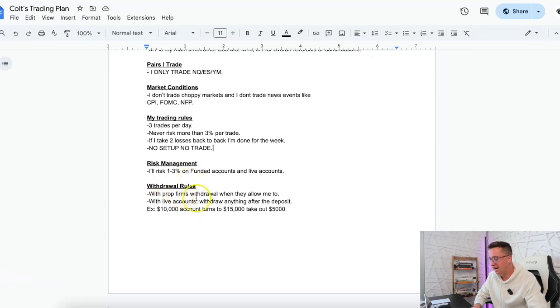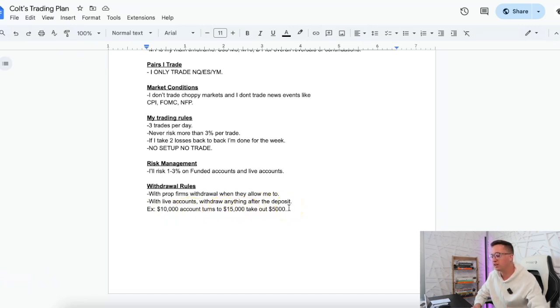Withdrawal rules, and you guys are going to have to come up with this on your own, or you can use an example of mine. With prop firms, I'll withdraw when they allow me to. With live accounts, I'll withdraw anything after the deposit. So this is one way of going about it, and you guys can use trade copiers and have multiple accounts. Ideally, you could go on this idea with one account. With live accounts, I'll withdraw everything after the deposit. So if you put $10,000 in there and your account turns to $15,000, take out $5,000.